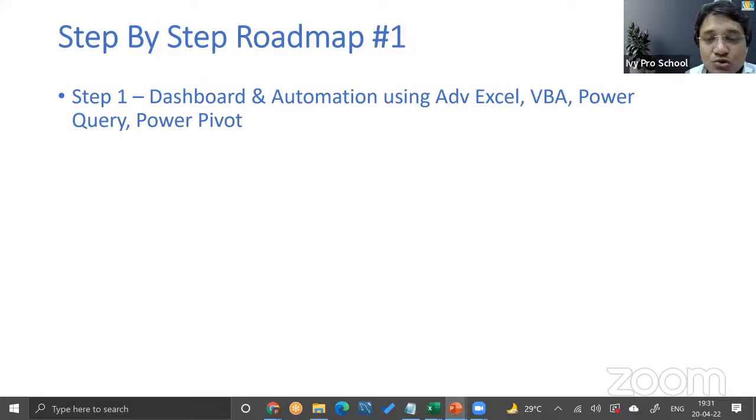Dashboard and automation using advanced Excel, VBA, PowerQuery, PowerPivot. A lot of people forget that most of the data work, data reporting, data cleaning, is still done in Excel. Believe me, it's almost assumed the moment you are aiming for a data science interview that you're pretty good at it. And the worst thing is that a lot of times, just after your round 0, you're given a case study in Excel.